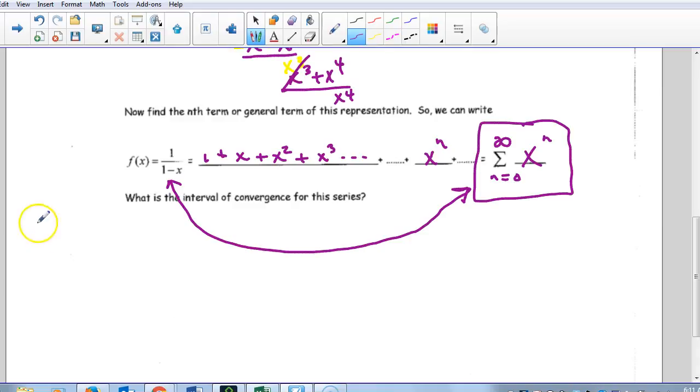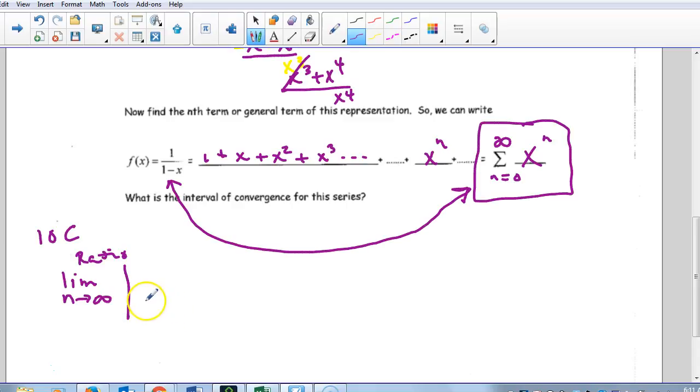So we got to use the ratio test. So for interval of convergence from yesterday, we use the ratio test. The notation is really, really important. Some people leave off this notation. You're taking the limit as n approaches infinity. And without that, you lose points.